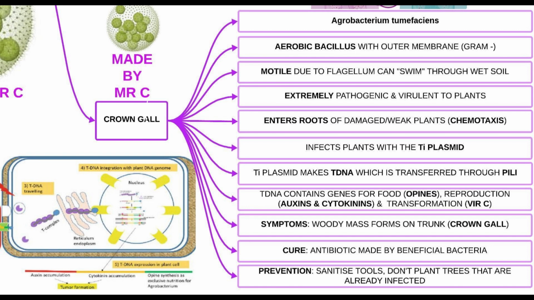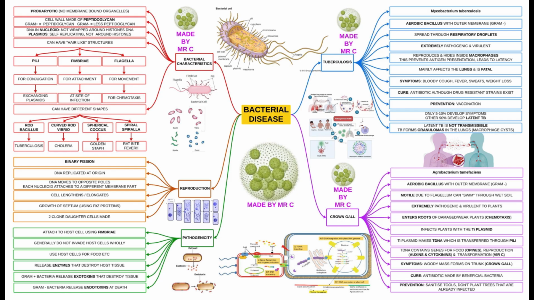The cure is antibiotics made by beneficial bacteria, and prevention is better than cure. So Crown Gall is prevented by sterilising your tools, not planting infected trees, and taking care not to plant any plants with damaged roots.